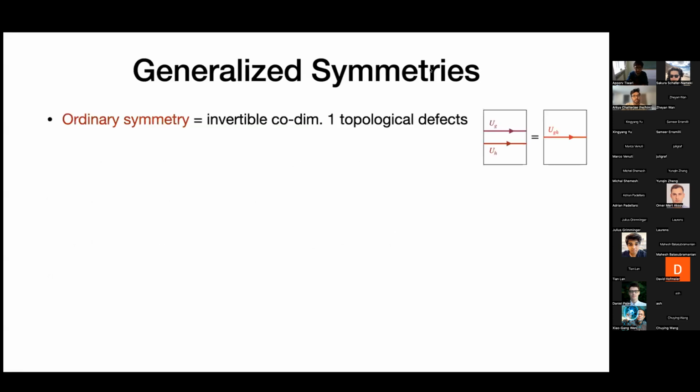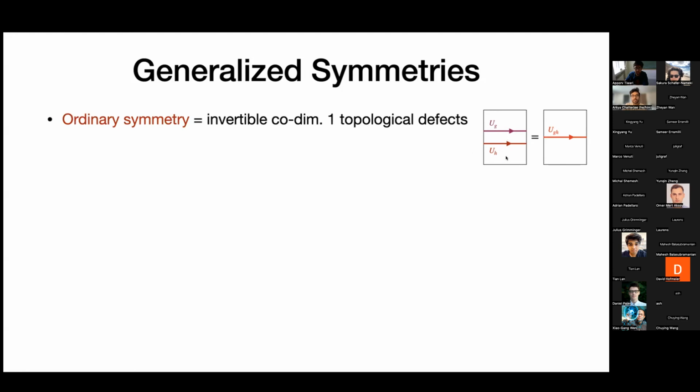So we all know that ordinary symmetries within this generalized symmetry framework can be thought of as codimension 1 invertible topological defects. Here I'm showing a cartoon where I have 1 plus 1D spacetime, and these defects are one-dimensional, so they're codimension 1. They're labeled by group elements g and h for some group G, and they have group-like composition. So you can compose these defects or bring them close to each other and fuse them to form another one which is labeled by g times h.